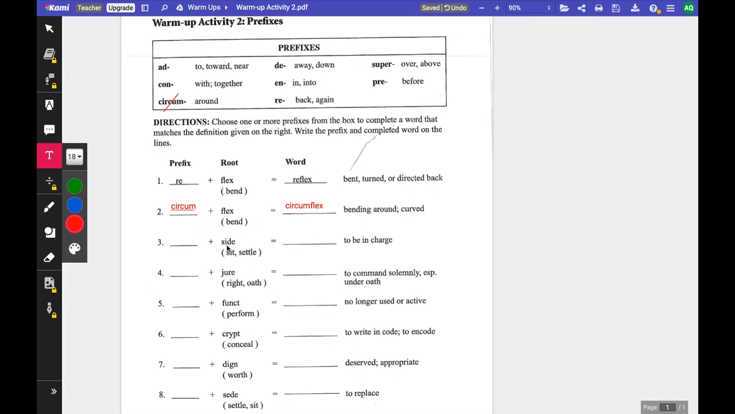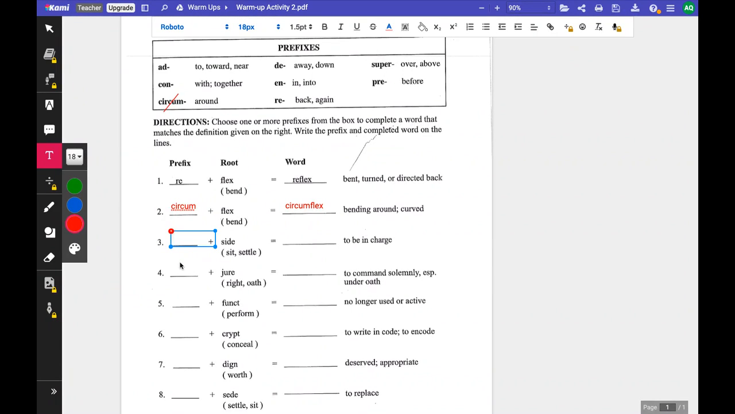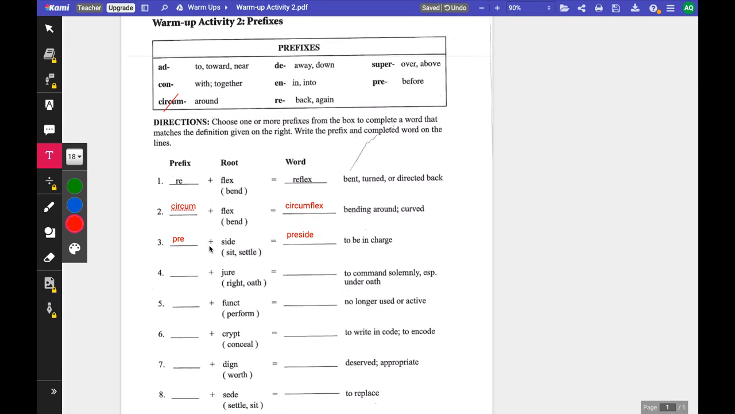A prefix plus the root side, which means to sit or settle, is going to create a word that means to be in charge. What do you think we need to choose as a prefix? We need the prefix pre, which means before, because often when you're in charge of something, you stand in front or before the group. So pre plus side means preside or to be in charge.